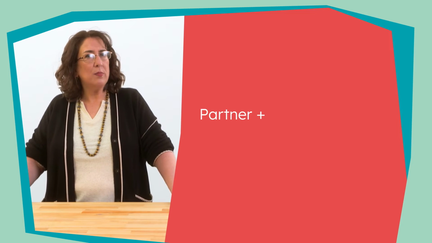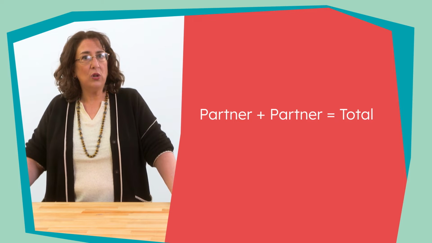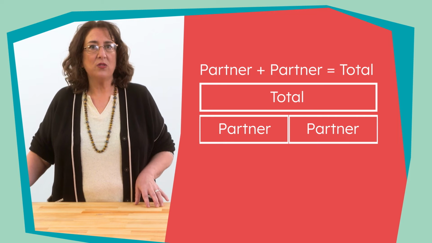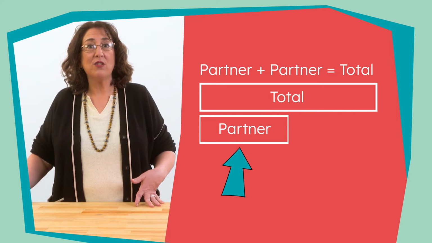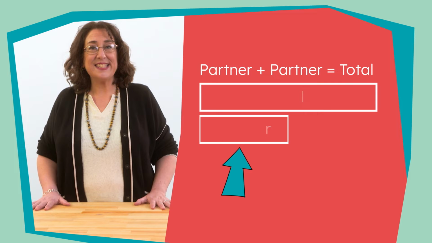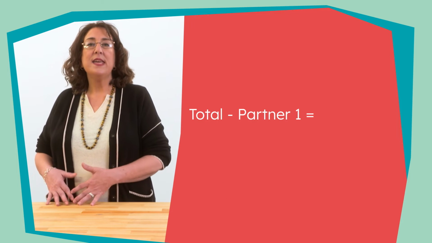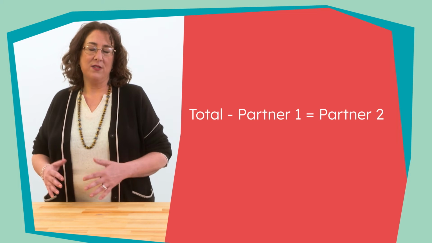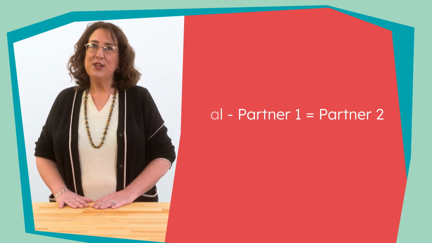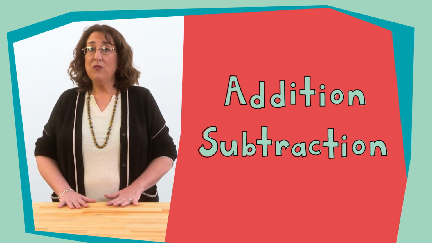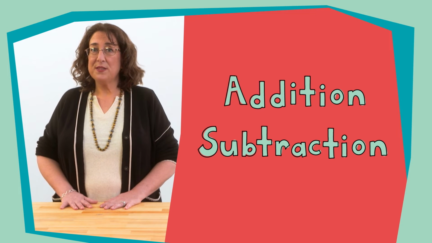I heard someone else say, if partner plus partner equals total, then if we take away either one of those partners from the total, the other partner is what's left. Yes, that's right. Total minus one of the partners equals the other partner. Wow, you really understand properties of addition and subtraction. That's very helpful when we're operating on numbers.